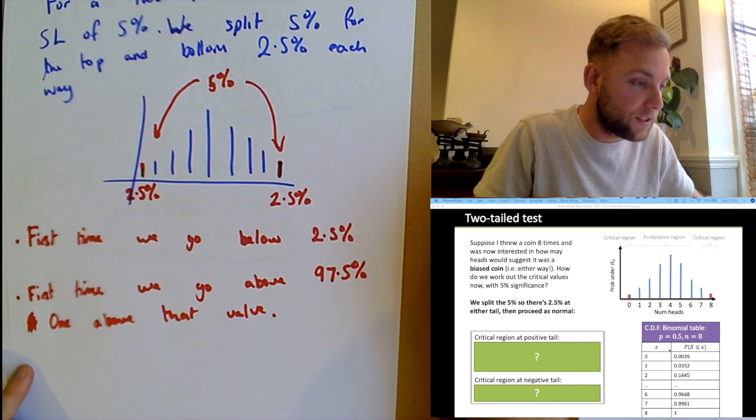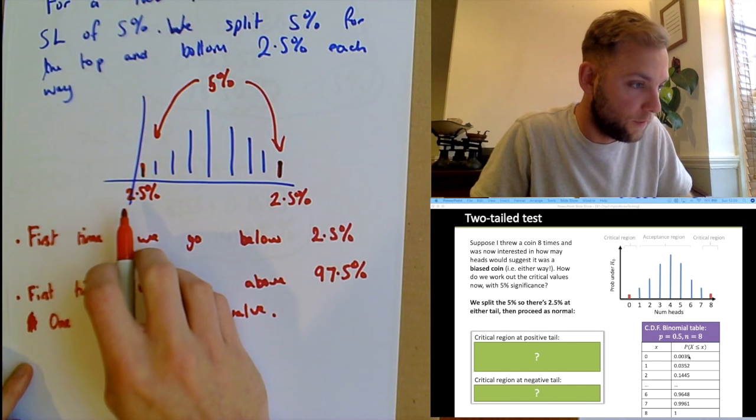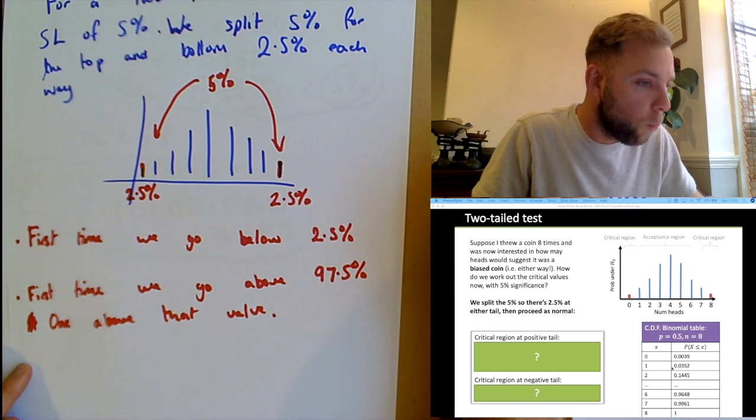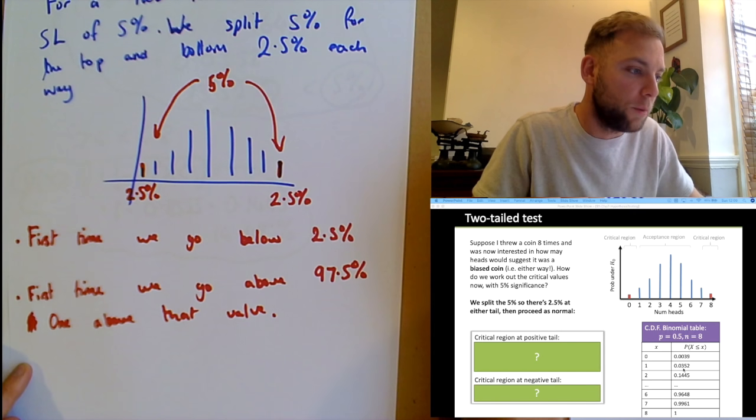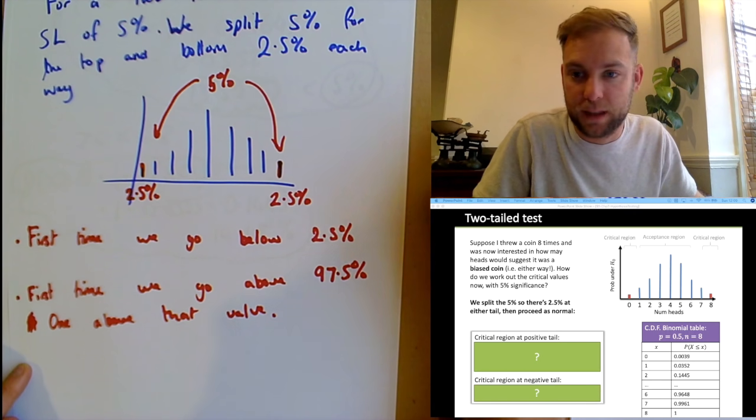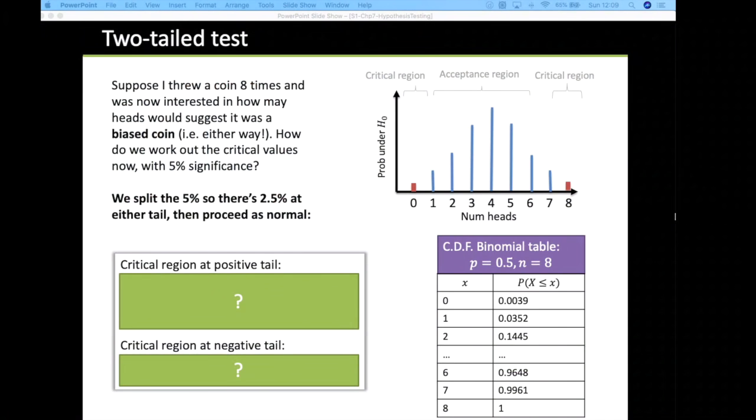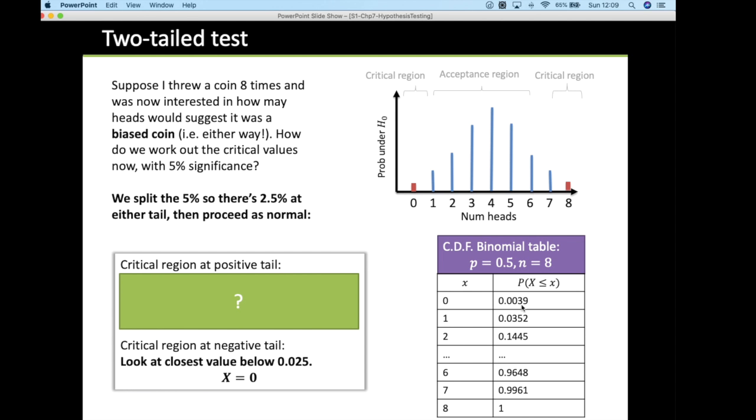So when's the first time that I go below 2.5? Well, if I look at 1 here, the first time that I go below it, that's 3%. Make this big so you can see it. So 1 is 3%, which is not below the 2.5. However, this one here is below the 2.5. So our critical region at the negative tail is going to be equal to this part here, which is 0.